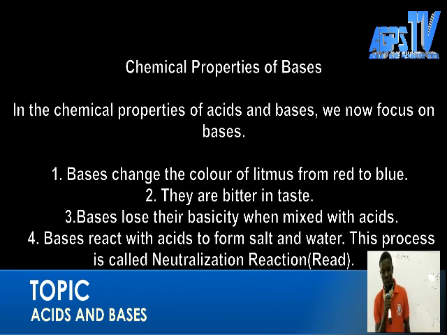Now, 2, they are bitter in taste. I've said it. Now, the third one, bases lose their basicity when mixed with acid. It means that they lose their basic properties when mixed with acid. This one is very simple. The next one, bases react with acid to form salt and water.